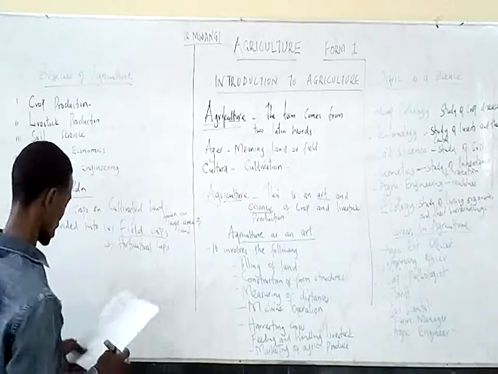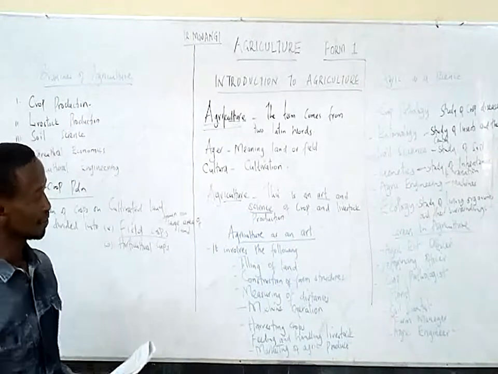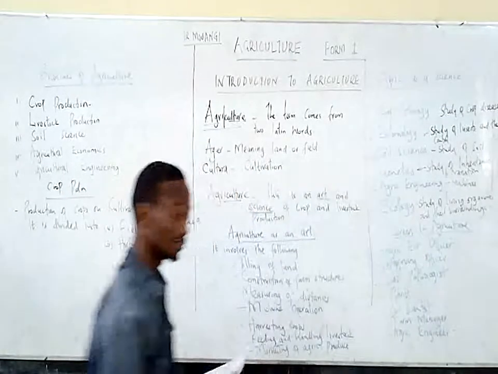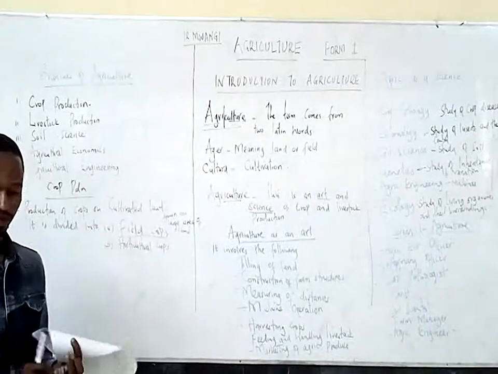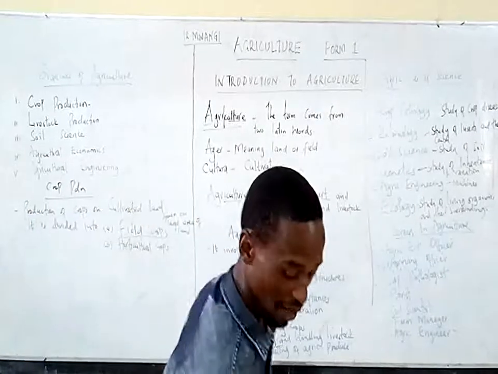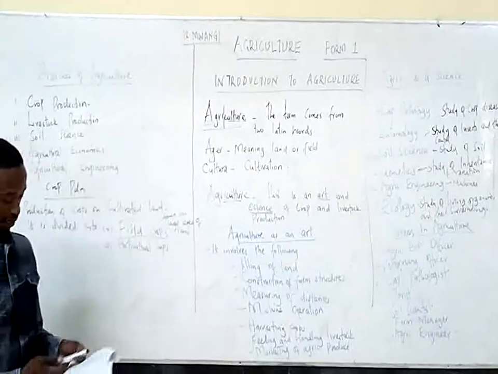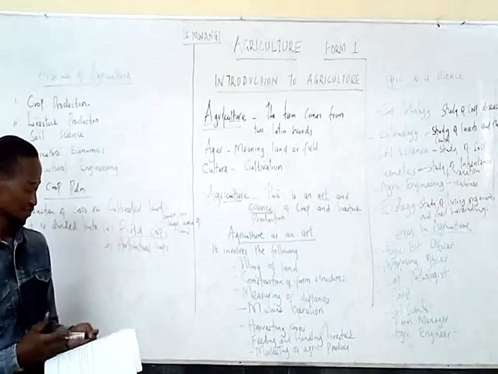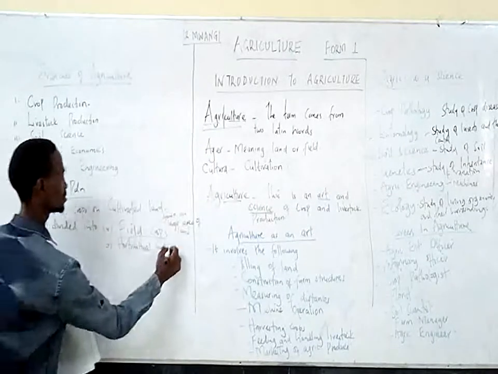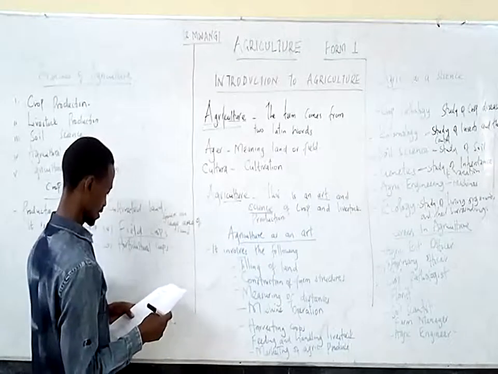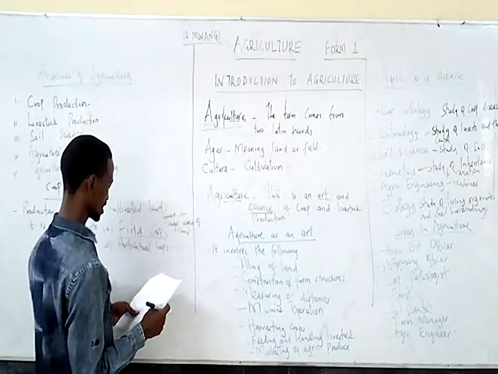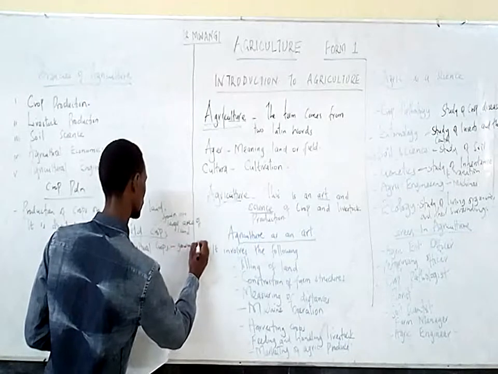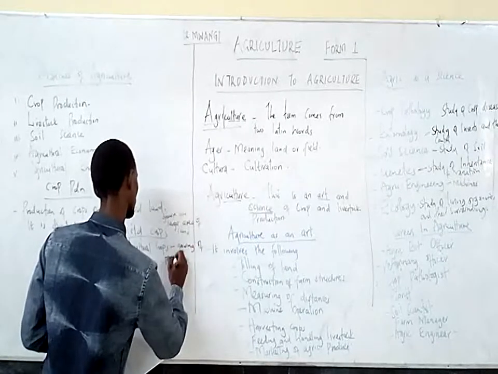Then you look at horticultural crops. This is the growing of perishable crops. Perishable means they cannot be stored for long, so they have to be produced and marketed when they are still fresh.